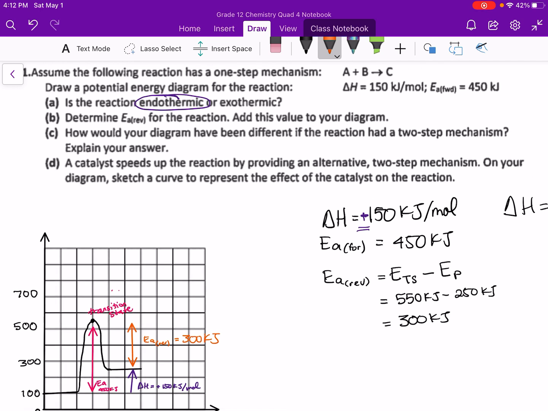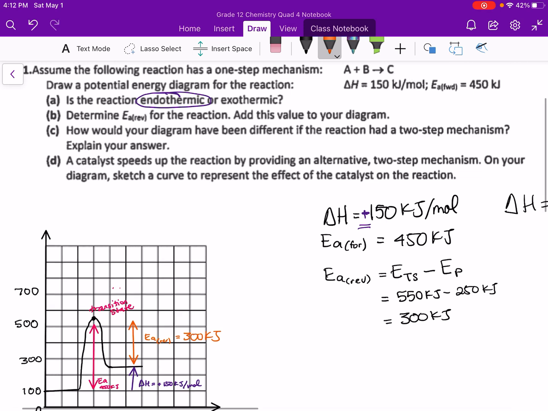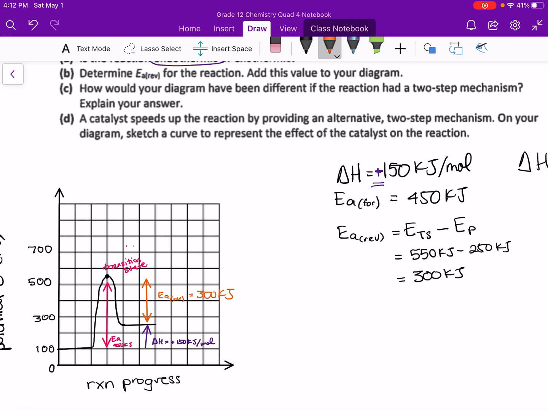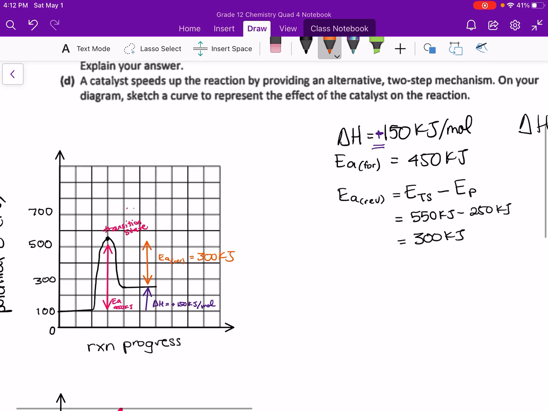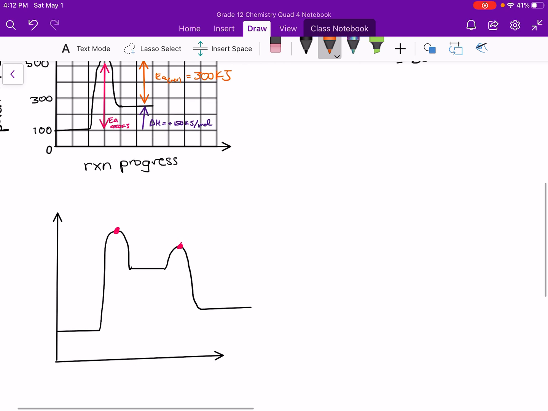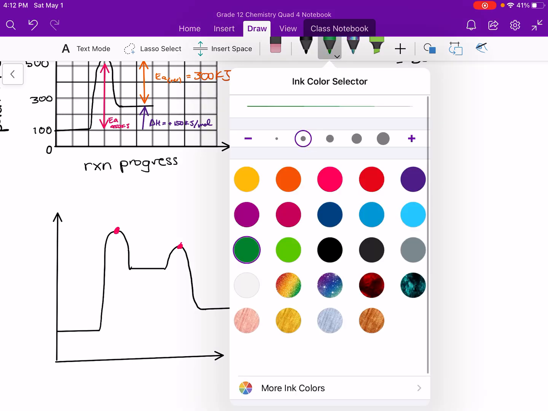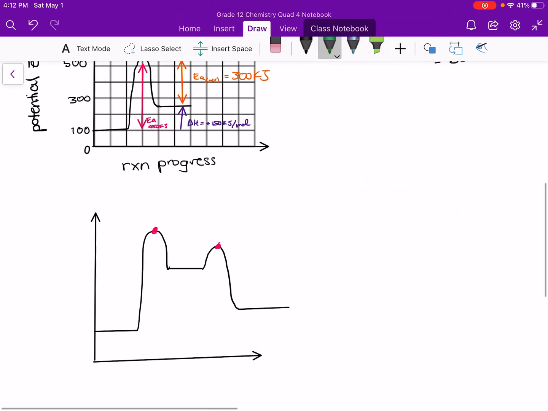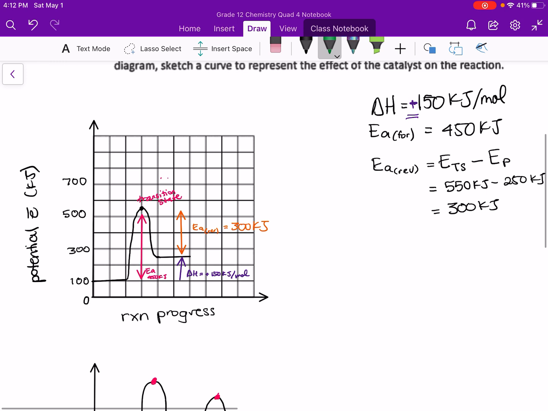The next part of this question is asking how our diagram would have been different if we had a two-step mechanism. So noticing here, we only have one transition state. In a two-step mechanism, we have two transition states because we're going to complete this reaction in two steps. So for example, here I can see that I have one step to go from A plus B, and it'll give me C.